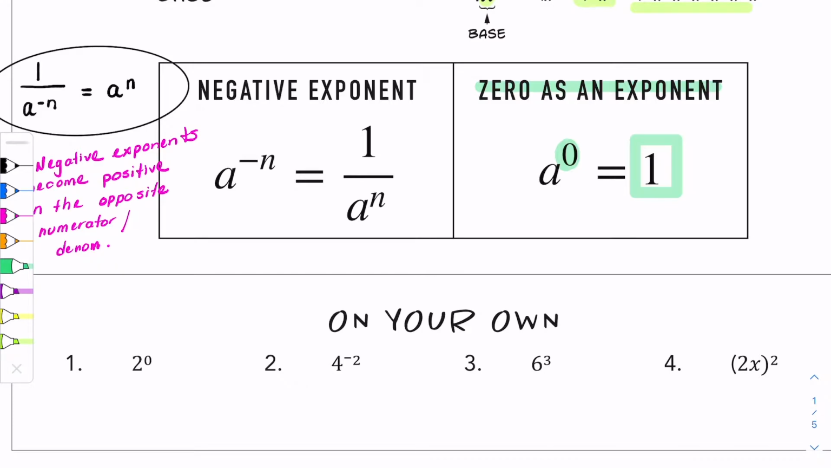If we go through these 4 on-your-own problems, just using our basic exponents, number 1, we have 2 to the power of 0. The answer to that is 1. Number 2 is 4 raised to the power of negative 2, which is the same thing as 1 over 4 squared. It becomes positive in the denominator, which is 1 over 16.